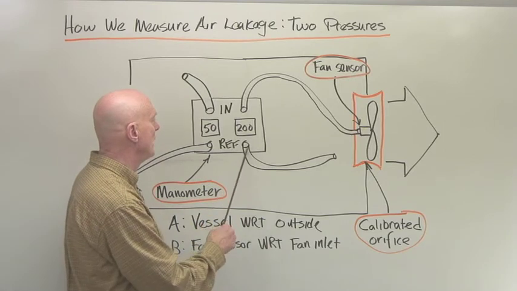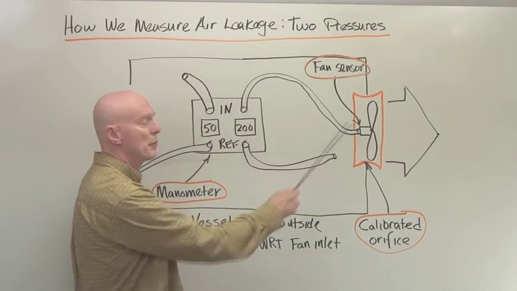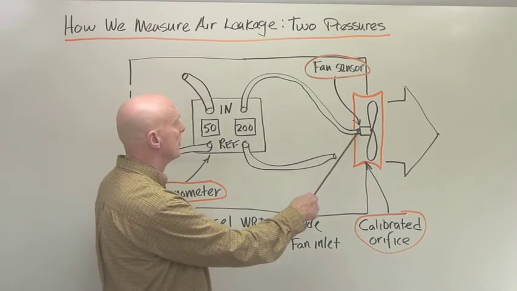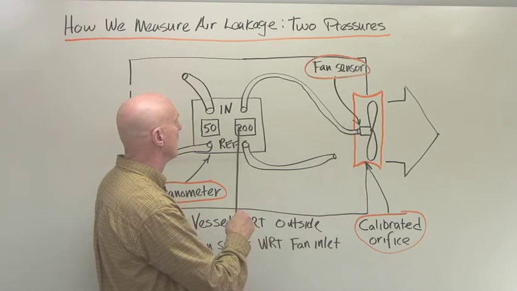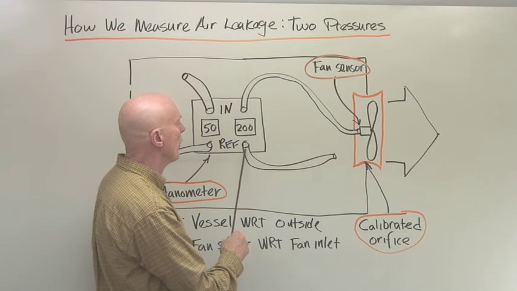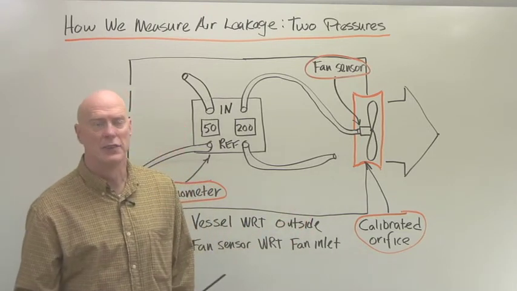Then on the B channel, we're taking another pressure reading, and the pressure reading that we're taking is from the fan sensor. And so the fan sensor right here is giving us 200 pascals with reference to the area near the inlet of the fan.